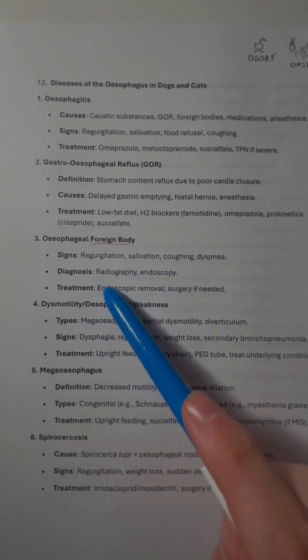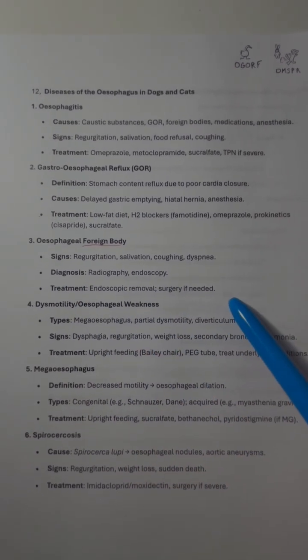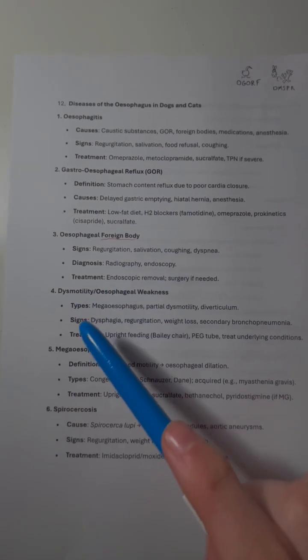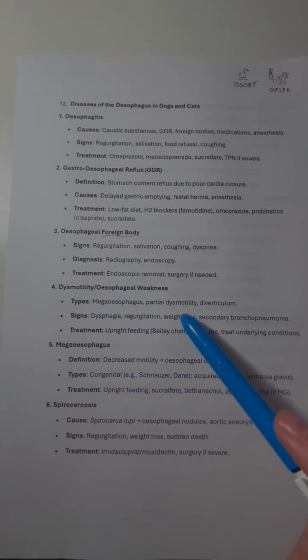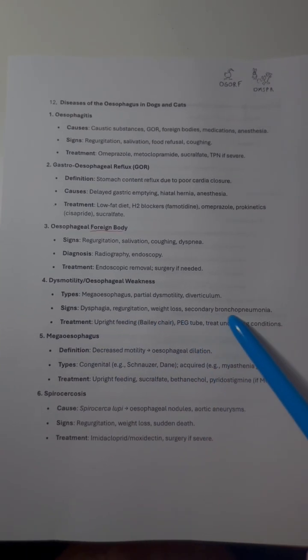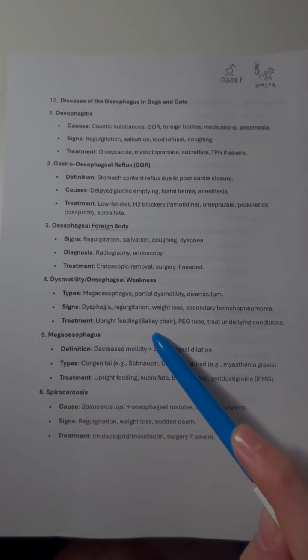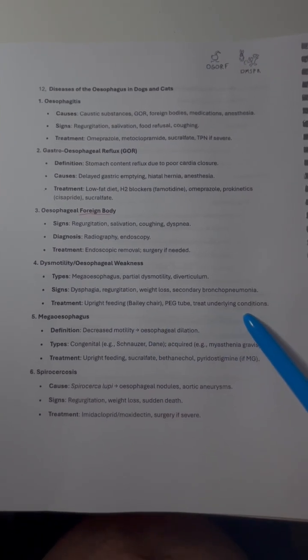The diagnosis is radiography and endoscopy, and the treatment is endoscopic removal, surgery if needed. In dysmotility, the types are megaesophagus, partial dysmotility, and diverticulum. The signs are dysphagia, regurgitation, weight loss, and secondary bronchopneumonia. The treatment is upright feeding in a Bailey chair and to treat the underlying causes.